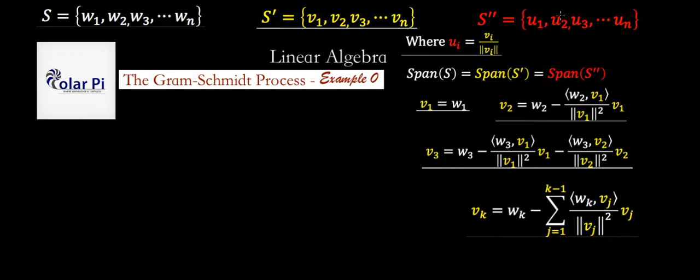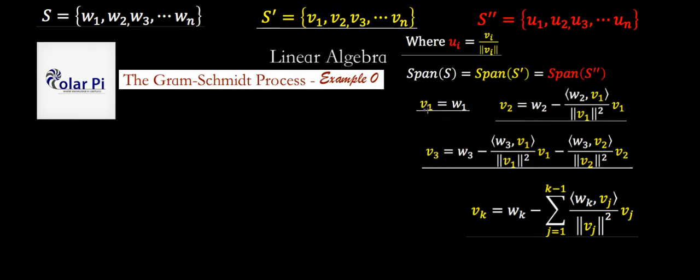And notice that the span of S is the same as the span of S prime, which is the same as the span of S double prime, and also that the U vectors clearly are mutually orthogonal, just like the V vectors. And here's how we get to the U vectors from the V vectors, so it's pretty straightforward.